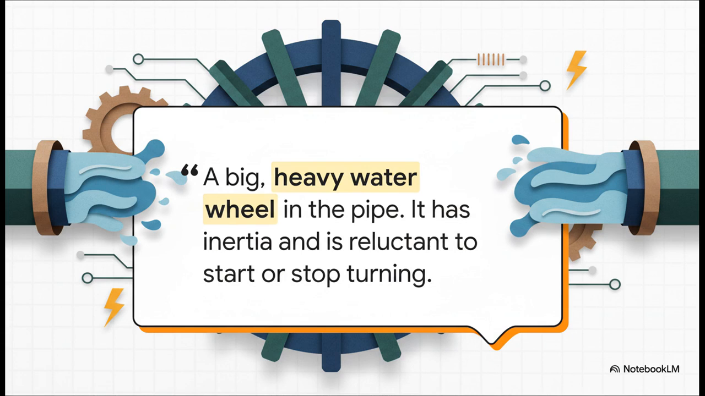Well, picture a big, heavy water wheel. You know, a turbine, smack in the middle of the pipe. Because it's so heavy, it has inertia. It takes a real hard push to get it spinning. And once it's going, it really doesn't want to stop.